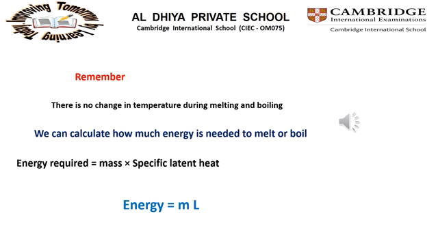Remember, there is no change here in the temperature during melting and boiling of the substance, okay? So we can calculate how much energy is needed to melt or to boil the substance by this formula. Energy required equals mass multiplied by the specific latent heat, which is energy equals M multiplied by L.